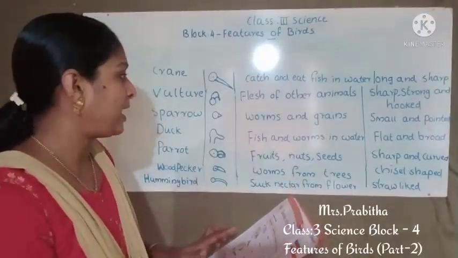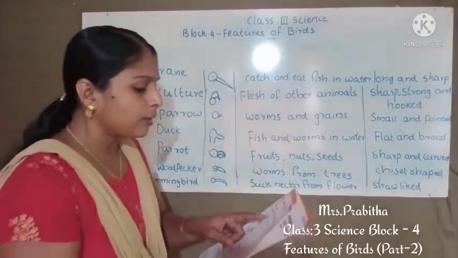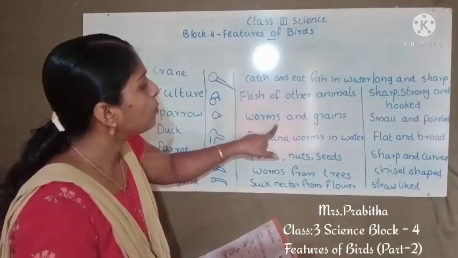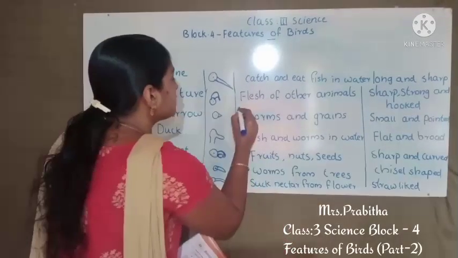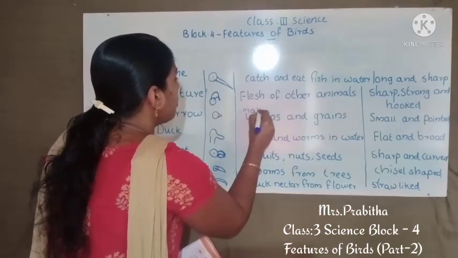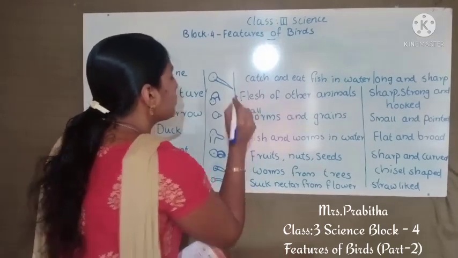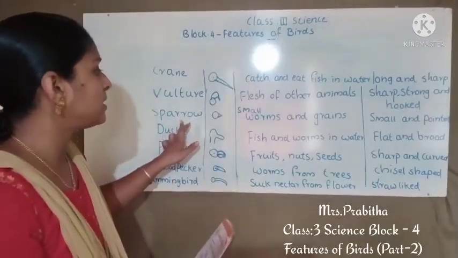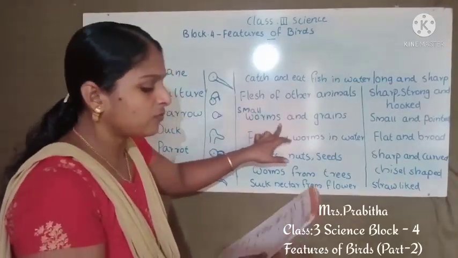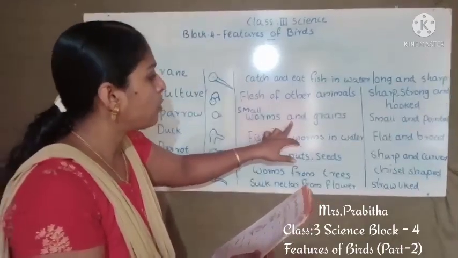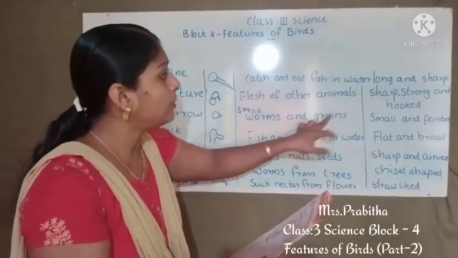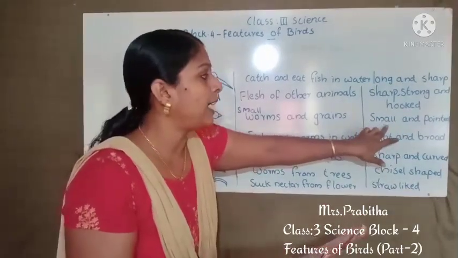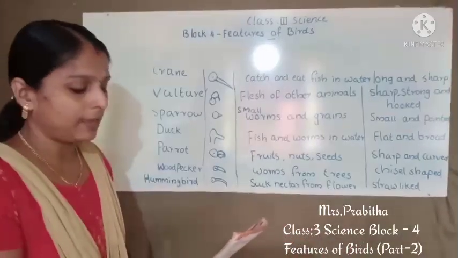The bird is sparrow. So what we have to write? What do the birds eat? Yes, the birds eat small worms and grains. So these sparrows eat small worms and grains. So in the first column we have to write small worms and grains. Then second column, the beak looks like a small and pointed beak. Okay.